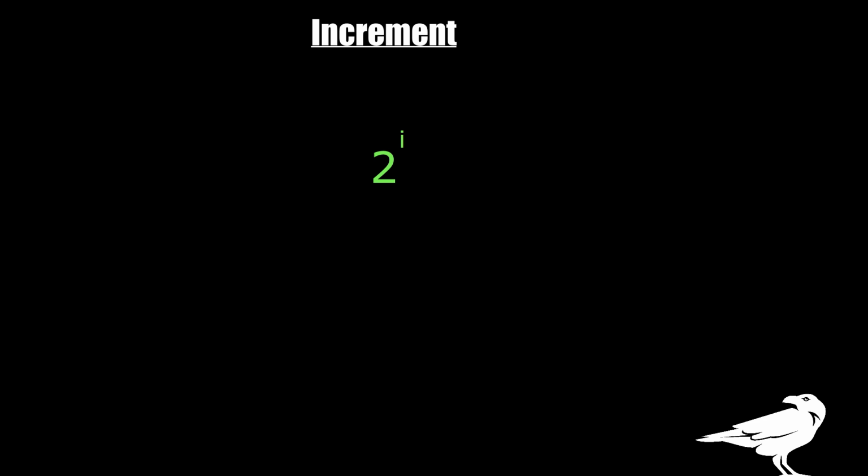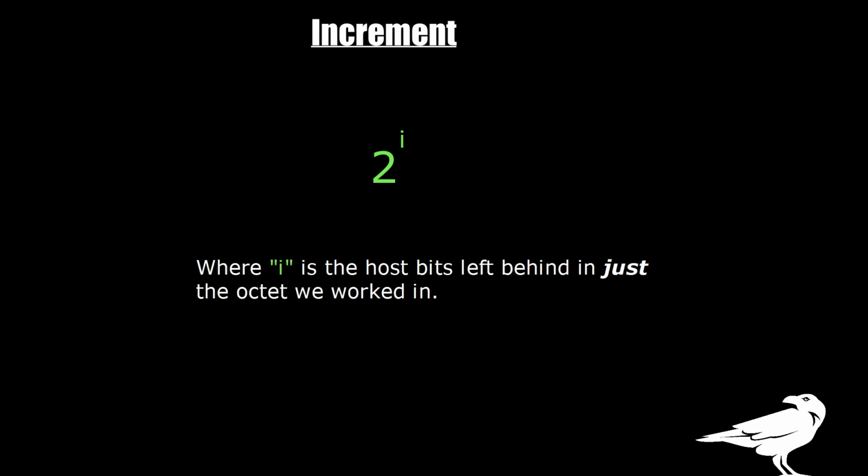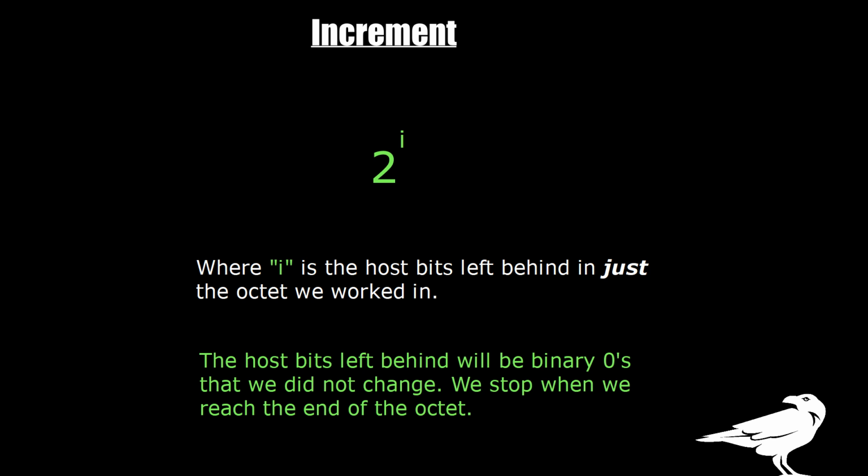And then finally, the increment, 2 to the power of i, where i is the host bits left behind in just the octet we worked in. This is going to be a bit more useful later on, but I'll explain why in a moment. Whichever octet I was playing around with for the subnet mask, and you'll see it later in the next few videos, those zeros left behind are the increment. Now if there's more zeros in another octet, we leave them alone. It's just the octet we worked in.